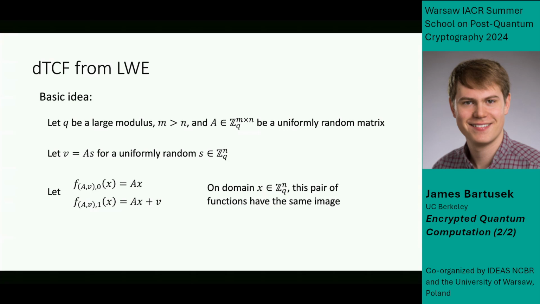So the thing to notice about this is that on the domain of vectors in Z_Q^N, this pair of functions have exactly the same image, right? And you can see that just by writing A times X plus V is actually equal to A times (X plus S), right? So the image of both of these functions is just the column span of A, right? Okay, so that's good. In some sense, we have some correctness in terms of these two functions sharing the same image.